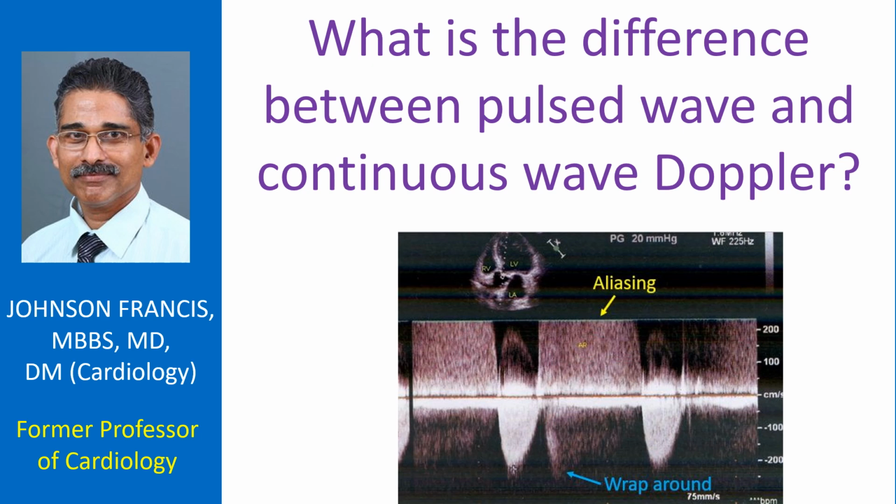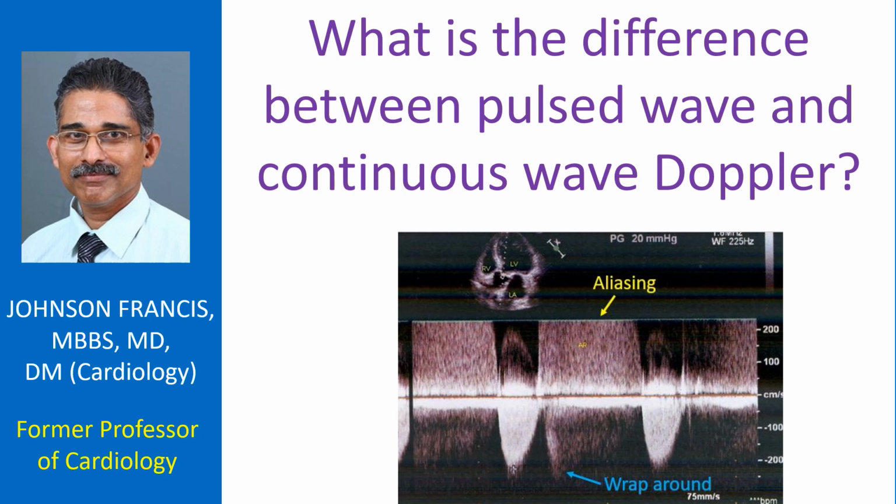In pulsed wave Doppler, the same piezoelectric crystal is used to transmit and receive the echo from the sample volume. Hence, the signals are sent out in pulses and the intervals between the pulses are used to receive the echoes. In continuous wave Doppler, one piezoelectric crystal transmits continuously and another one receives continuously.